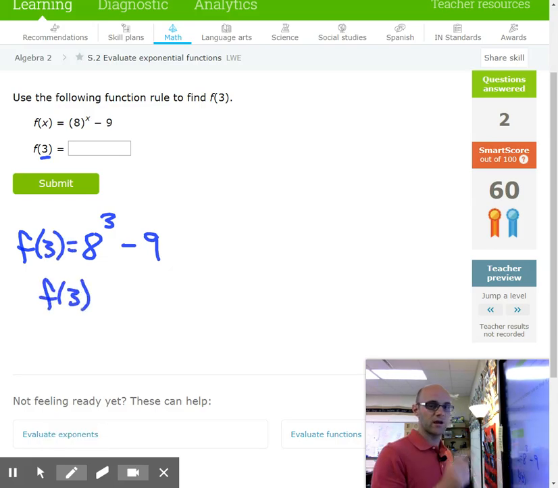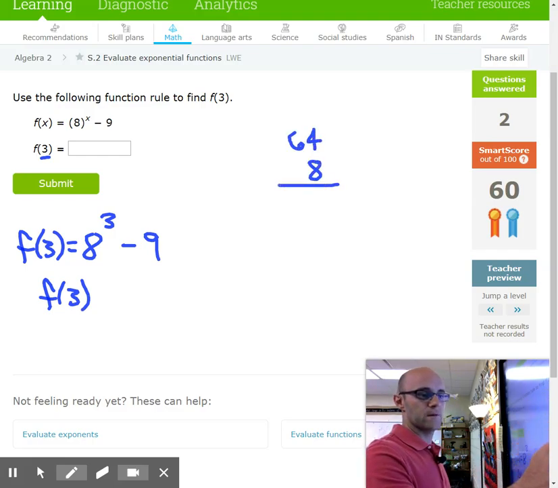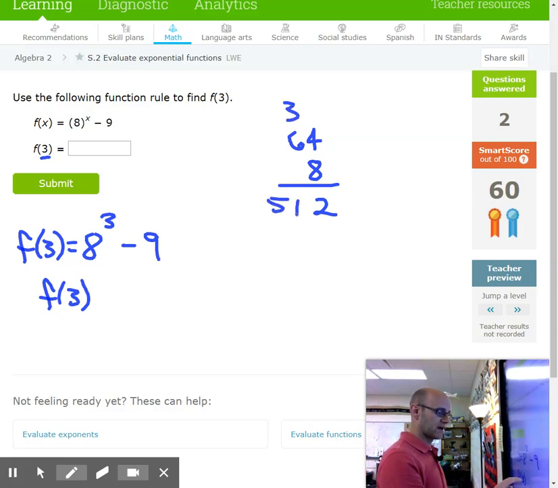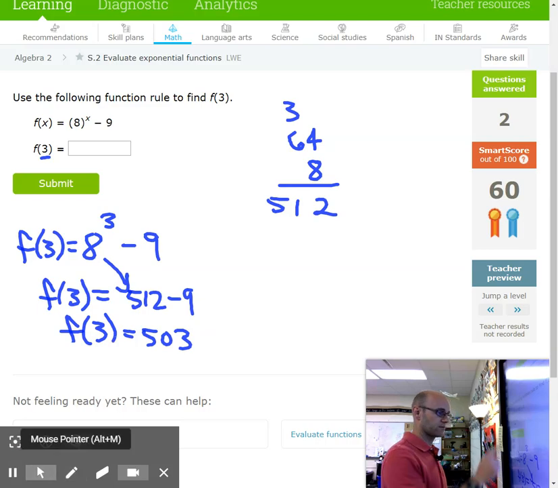8 to the 3rd, that'd be 8 times 8, that's 64. And then times one more 8. Let's see what we get there. We get about 512. So now we have, if we bring this down, 8 to the 3rd was 512. Let's see, minus 9, that looks like it'd give us about 503. Type that in.